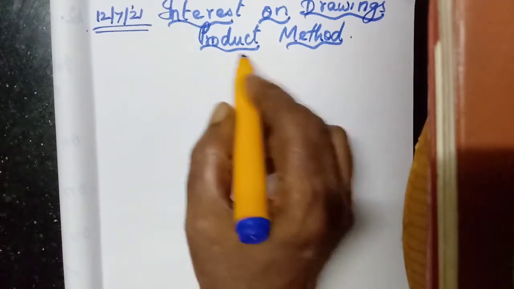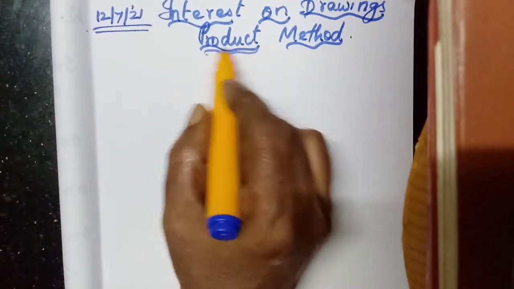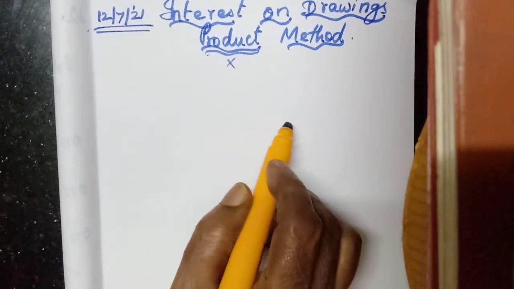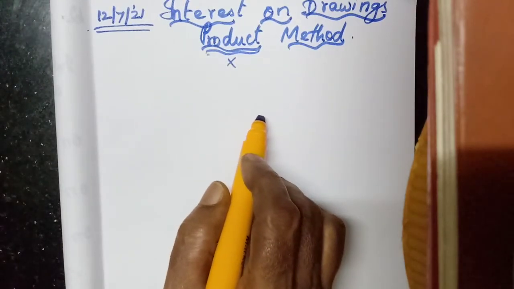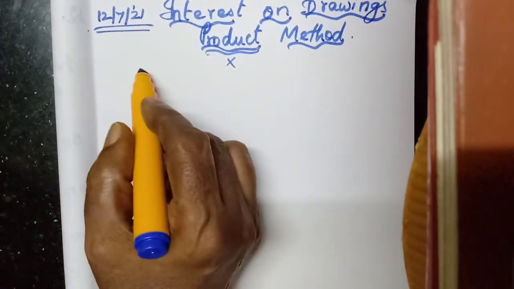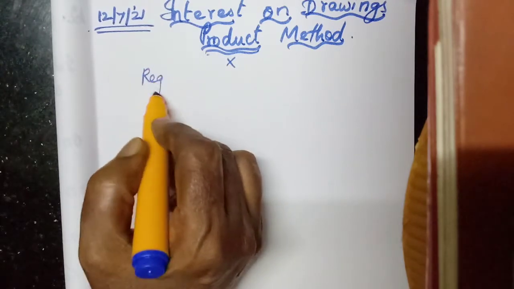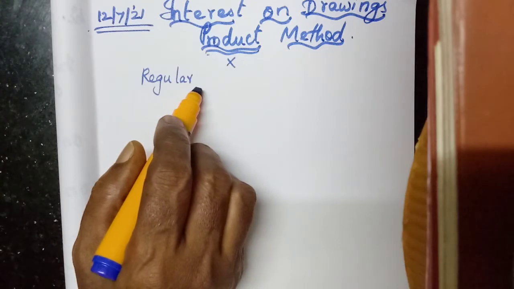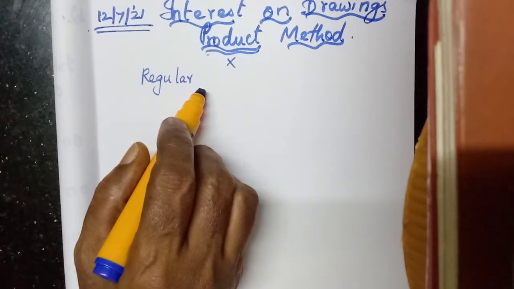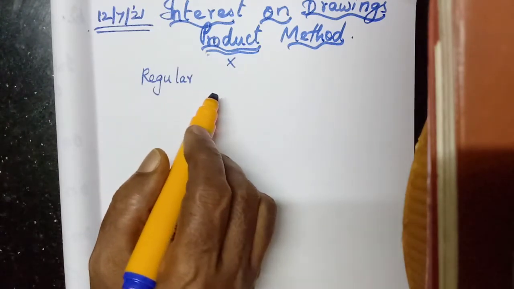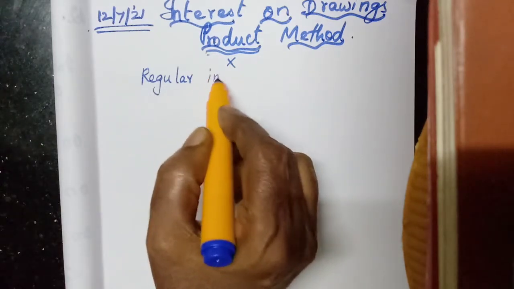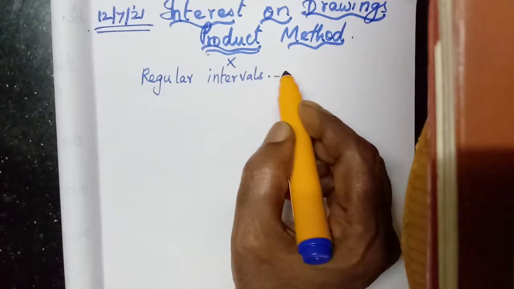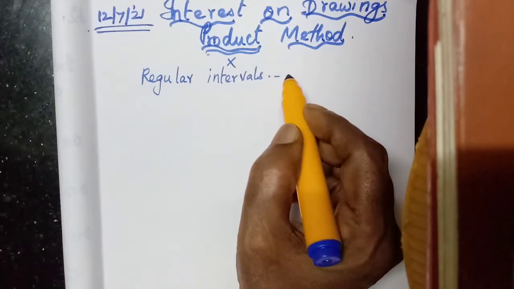Here in the product method, in maths you might have heard product means multiplication, isn't it? That means the multiplication. Here, in regular intervals, they have withdrawn maybe 3 days, 4 days, that number of months we have calculated. Here they may withdraw at regular intervals, a fixed percentage. So we have to multiply.